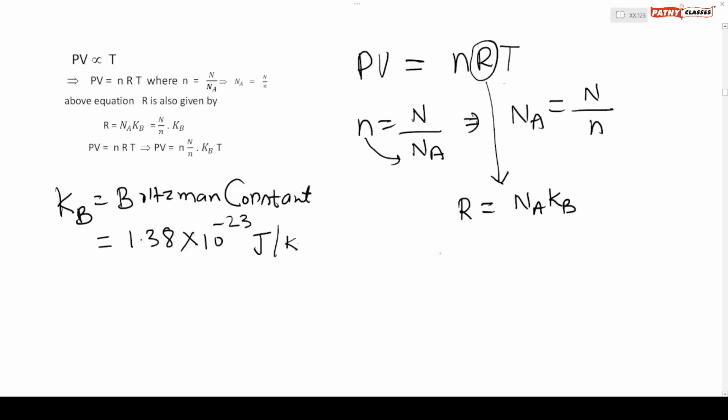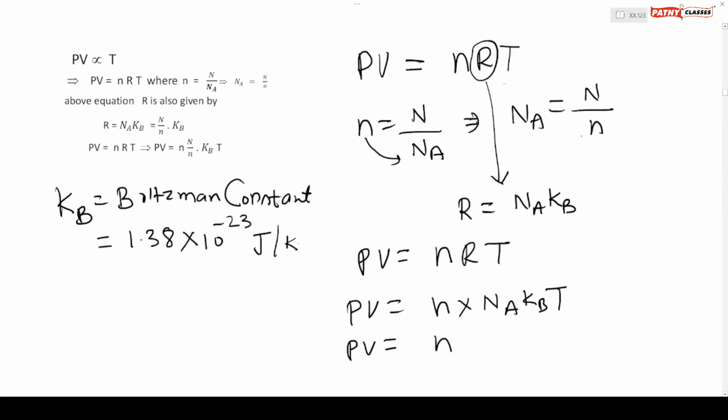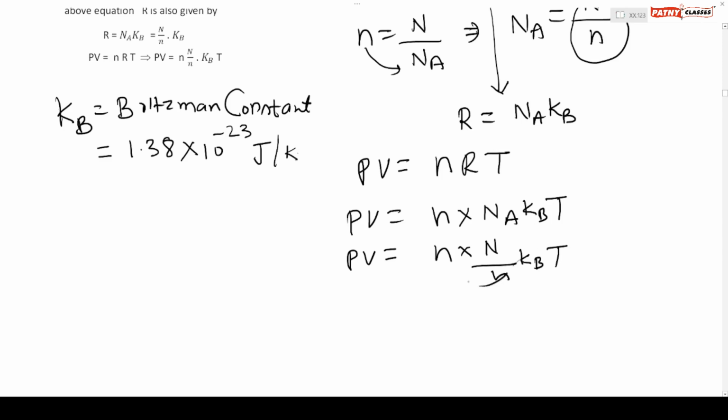Now we have here PV equals nRT. PV equals n, and the R value is nothing but Na multiplied by Kb into T. PV equals n. The value of Na is nothing but N divided by n. So Na is given by N divided by n, Kb T. So we get n and n cancelled. We get PV equals N multiplied by Kb multiplied by T.